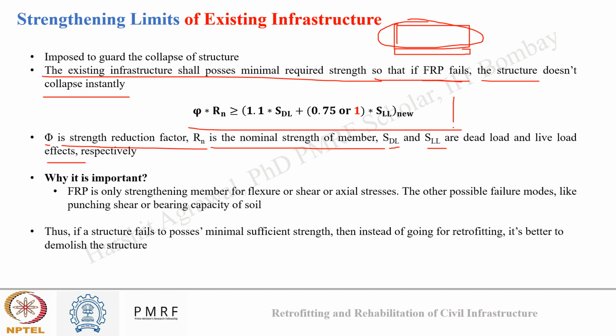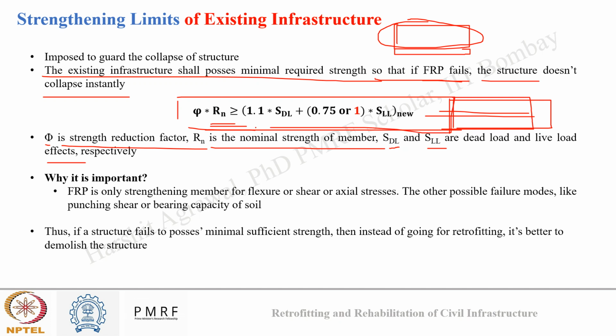Okay, so suppose I have a structure, a three-story building. Okay, and suppose I have a bridge, a reinforced concrete bridge, and I want to strengthen the deck with the FRP. So I first need to check whether my existing reinforced concrete bridge has a minimum strength or not before going with the FRP strengthening, and that is determined by this equation. So we know what the dead load acting is. So 1.1 times the dead load and 0.75 or 1 times the live load.